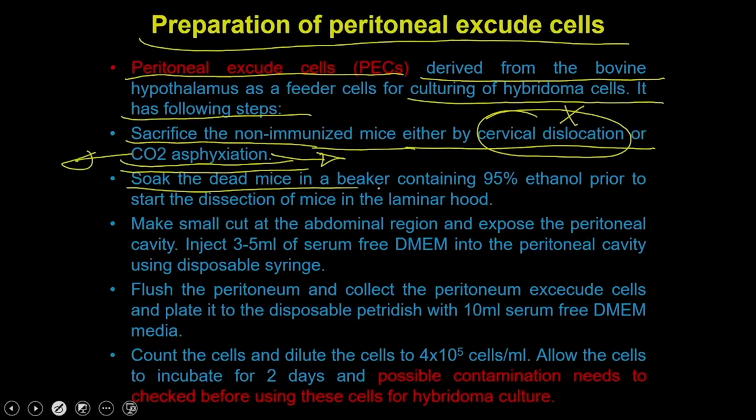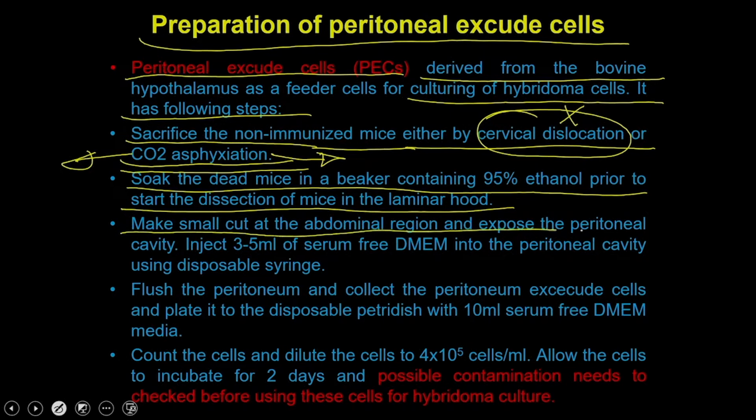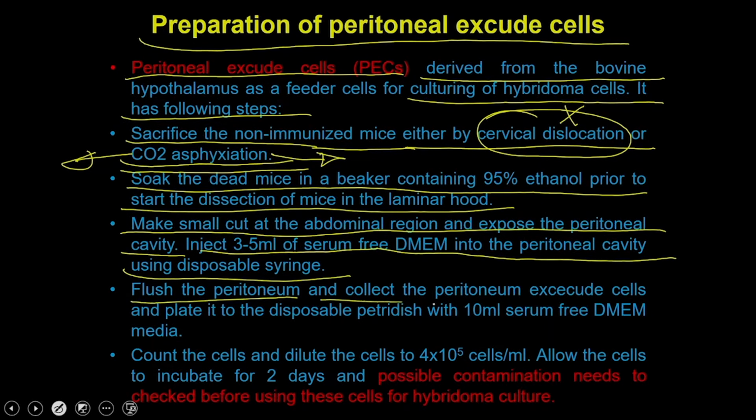Then you spray the animal with 95 percent alcohol so that it is sterile, because all this procedure has to be done in a biosafety cabinet or laminar hood. Then you open the abdominal region and expose the peritoneal cavity, inject 3 to 5 ml of serum-free media into the peritoneal cavity using a disposable syringe, flush the peritoneum, collect the peritoneal exudate cells, and plate them onto a disposable petri dish with 10 ml serum-free DMEM media.